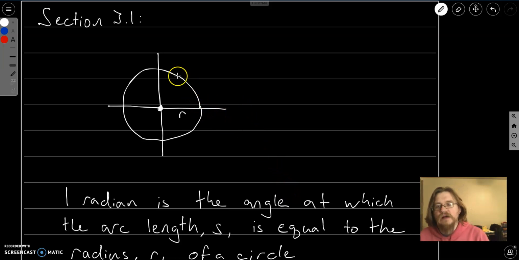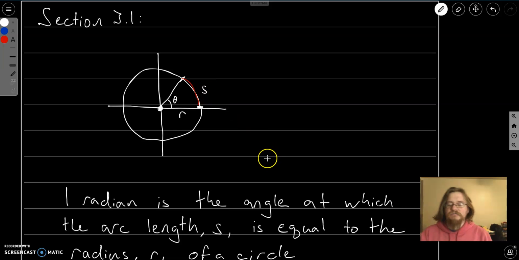So if we go around the circle, let's say that we pick some angle, call it theta. We can look at the length of the circle between those 2 points. So if I trace this out, we can talk about the length of that line. It'll be curved, so it'll be a little bit longer than if we traveled as the crow flies in a straight line, and we'll call that length S. And we could do this for any angle.